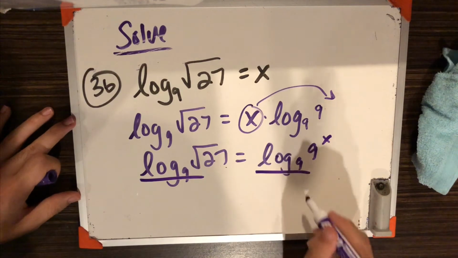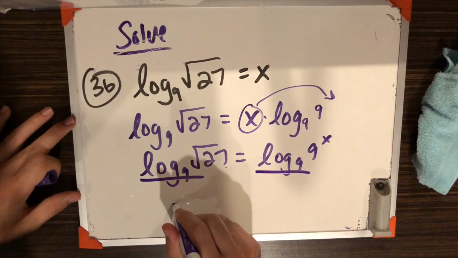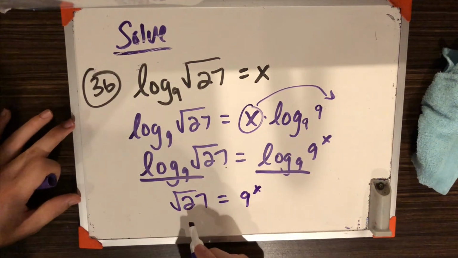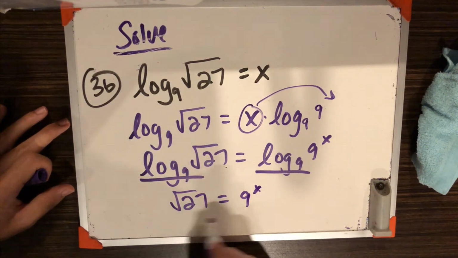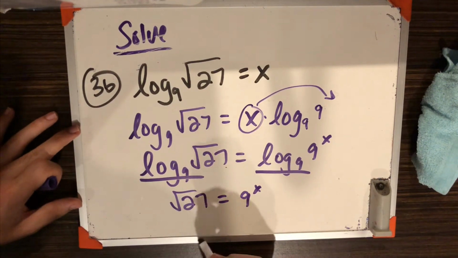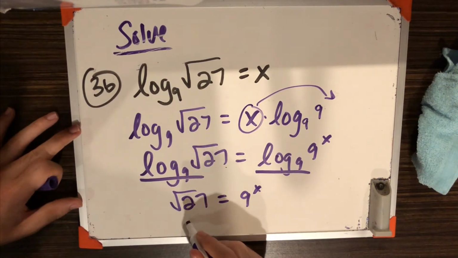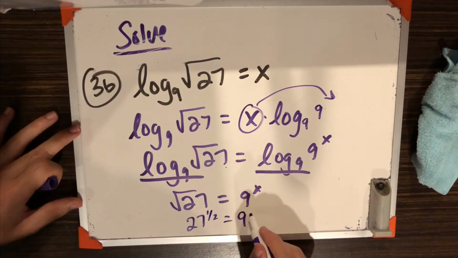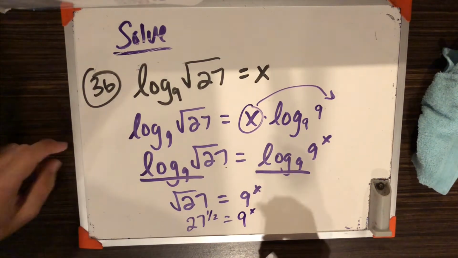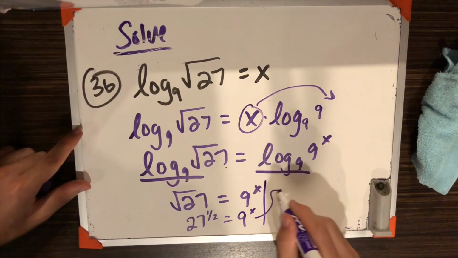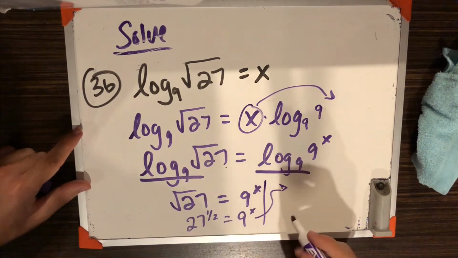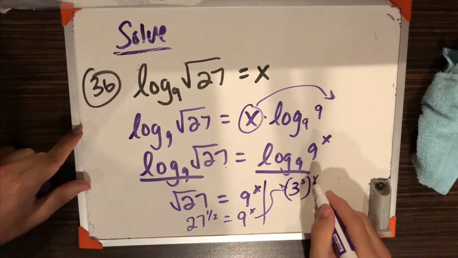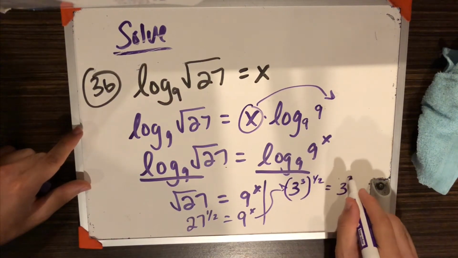Log base 9, I can say square root of 27 is equal to 9 to the x power. Square root of 27. Again, we can change this to the same base. How can we possibly do that? We can say 27 to the 1/2 power is equal to 9 to the x power. And then we can keep going. Let's change this to base 3. So 3 to the 3rd power, 1/2 is equal to 3 to the 2x power.